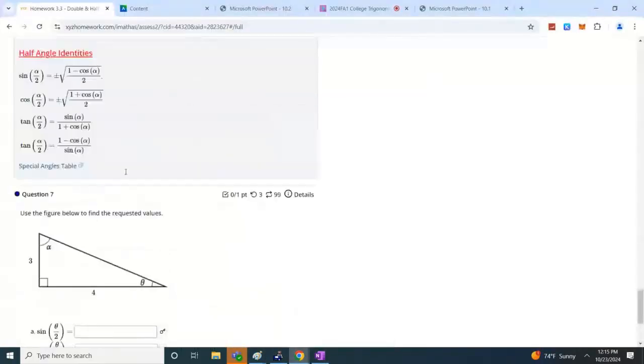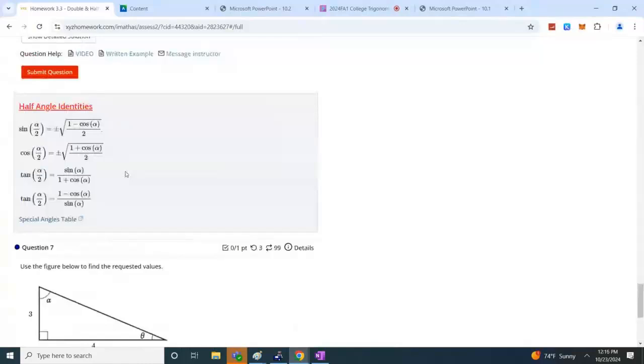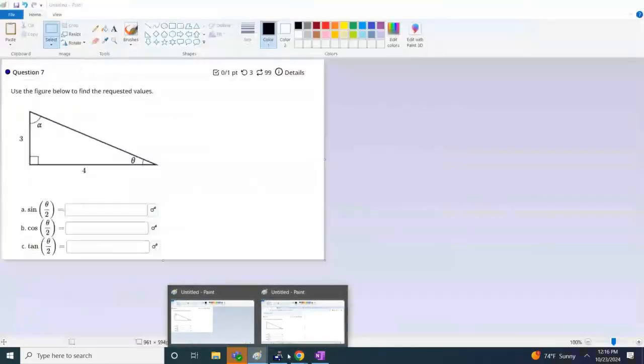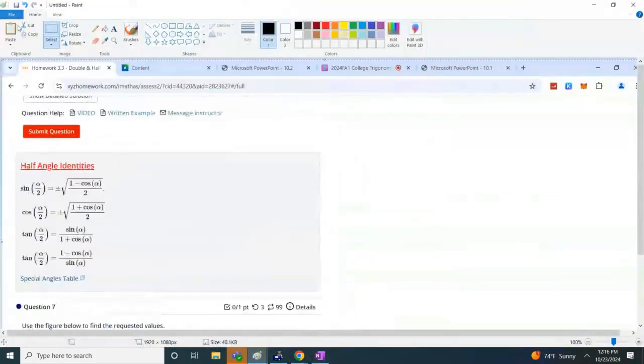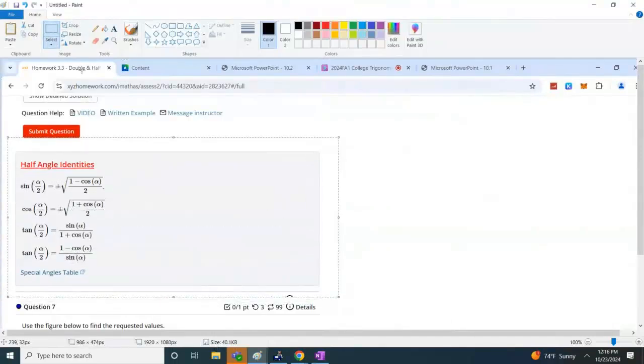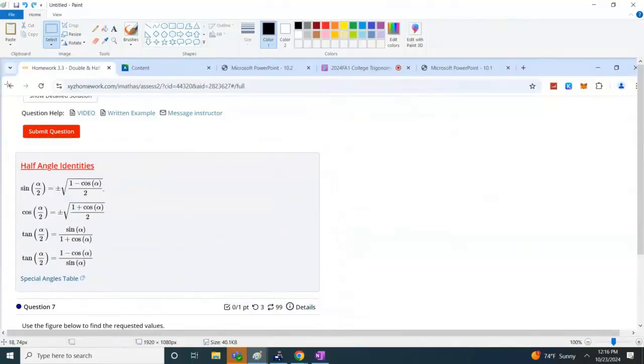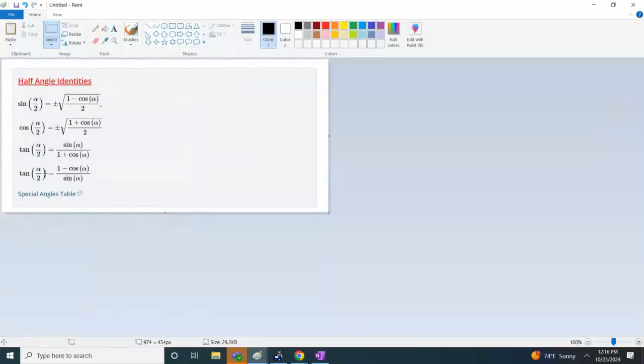Okay, so let me just copy these over real quick, just so we will have them. Here are the half angle formulas. And you notice the formula for the half angle for sine and cosine has a positive and negative. Since these angles are not in a unit circle, we don't have to determine the sign. Okay, so that's the first.